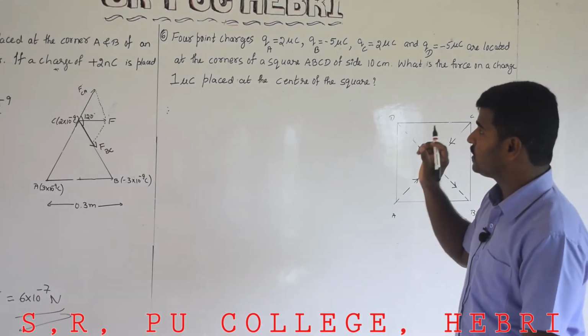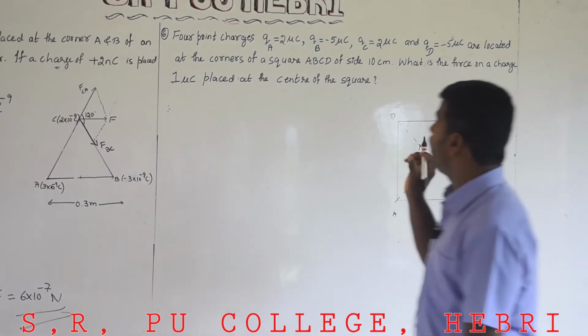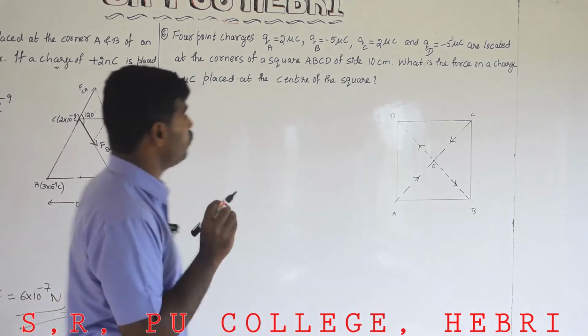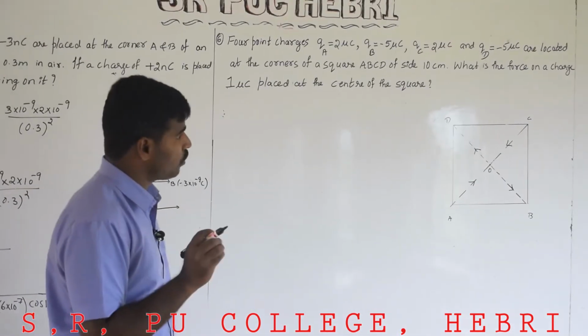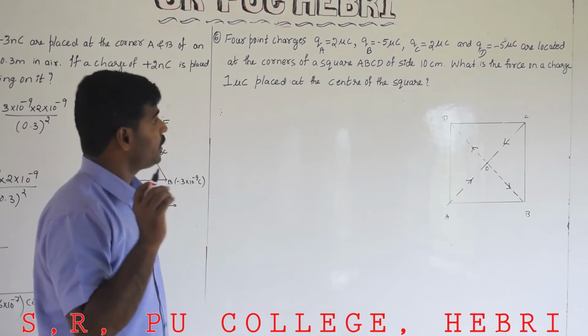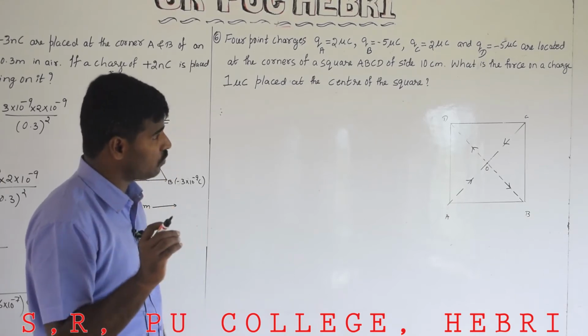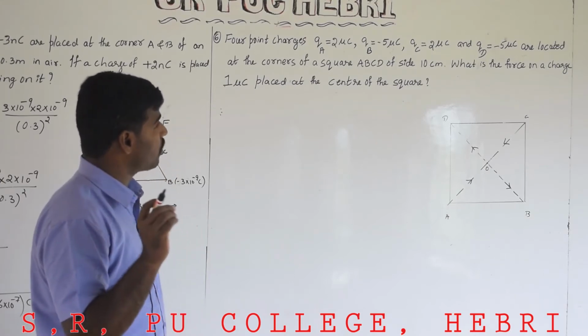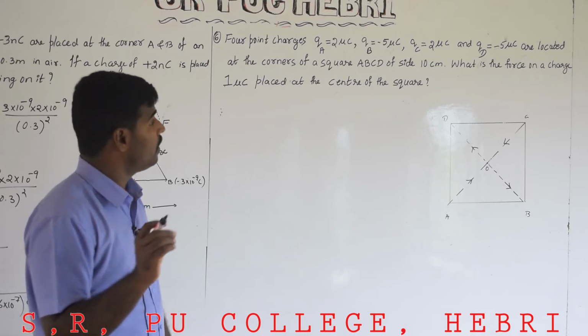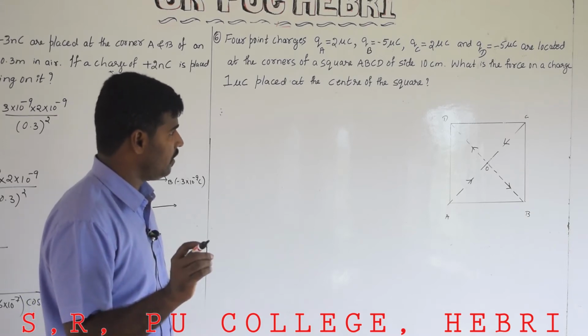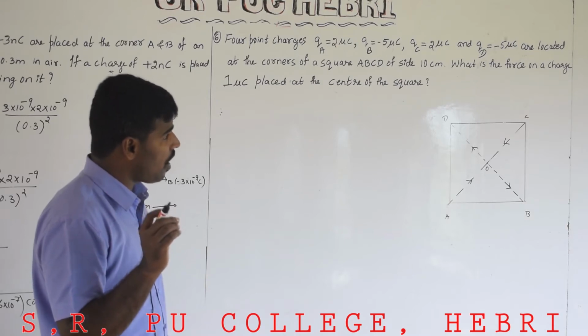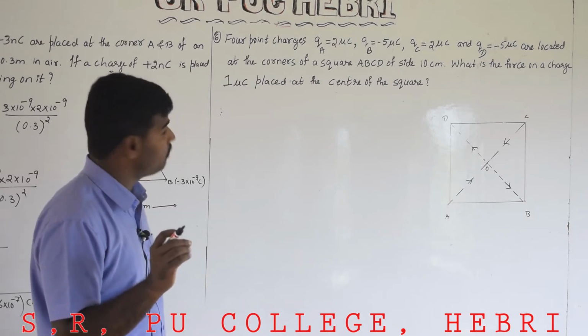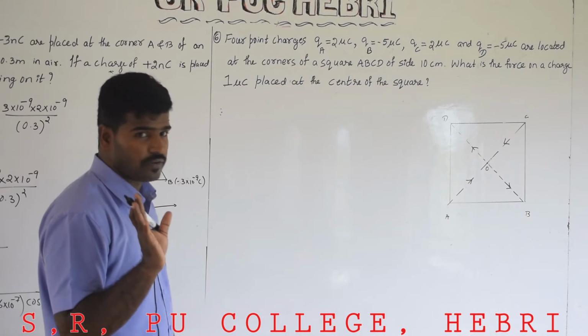4 point charges, QA 2 microcoulomb, QB minus 5 microcoulomb, QC plus 2 microcoulomb, QD minus 5 microcoulomb are located at the corners of a square of side 10 centimeter. What is the force on a charge 1 microcoulomb placed at the center of the square?